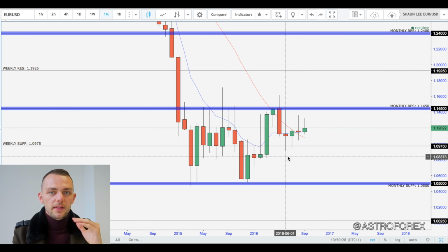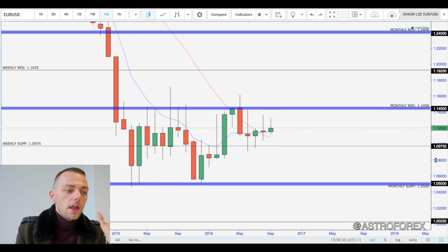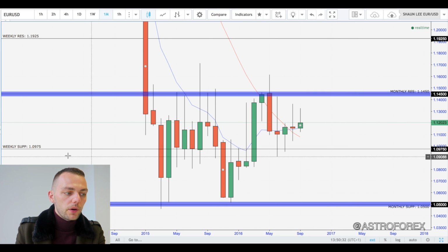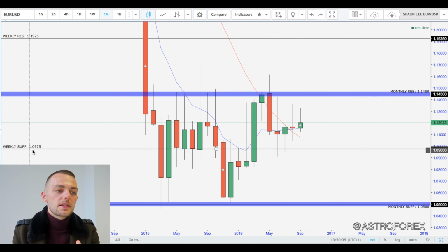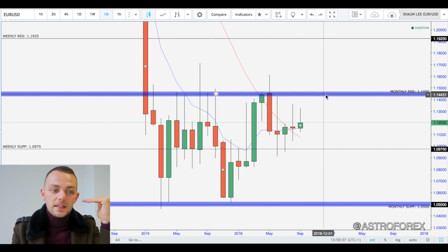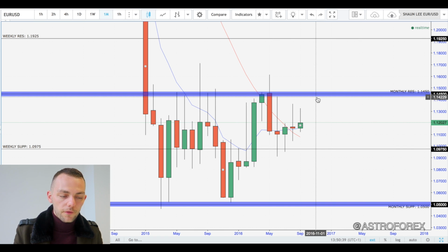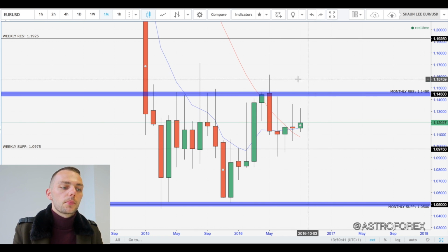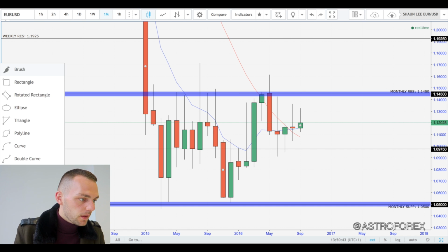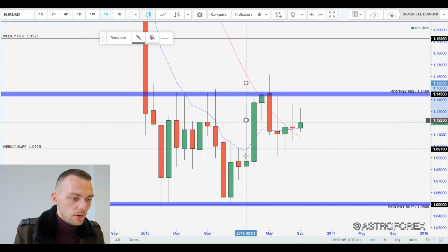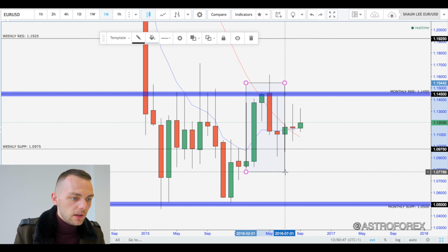So we can maybe narrow this down now into the range from 1.0975, which is our weekly support, to our monthly resistance, 1.1450. So this is what is important to me right now, this area on the EURUSD. So let me just bring this across.